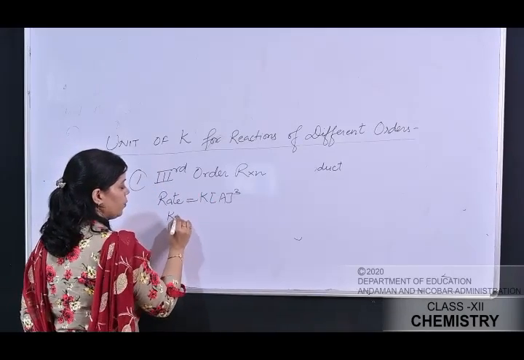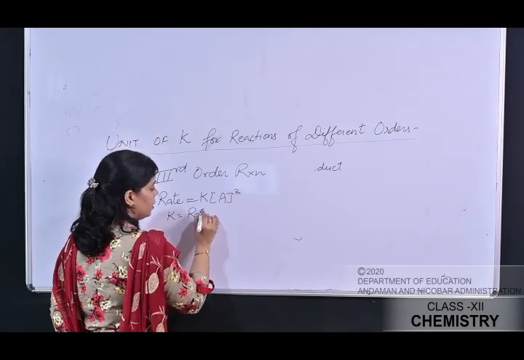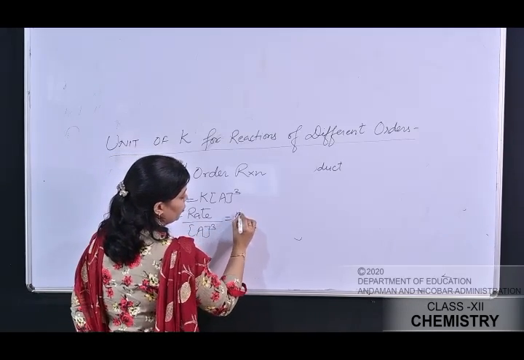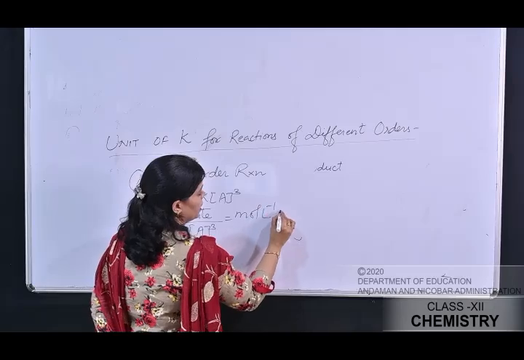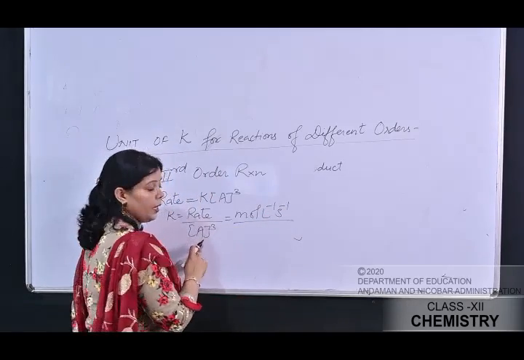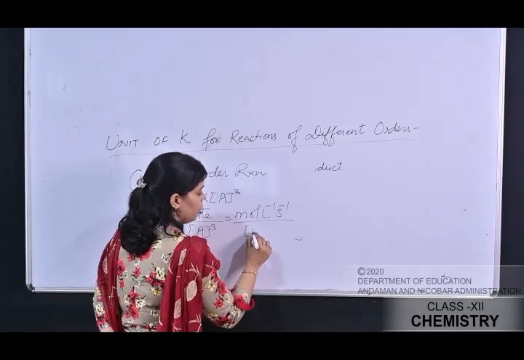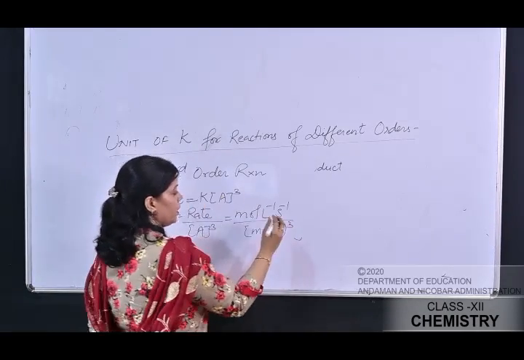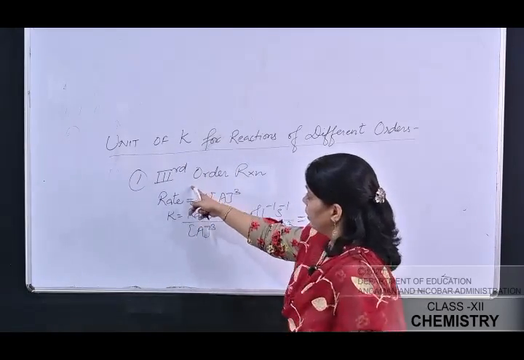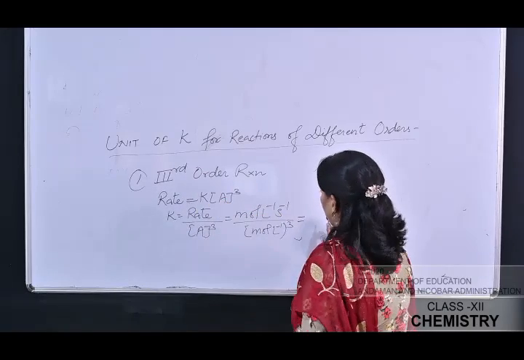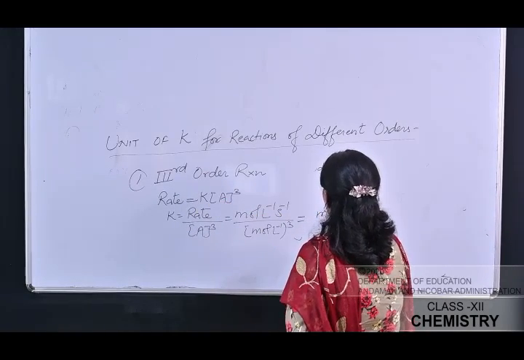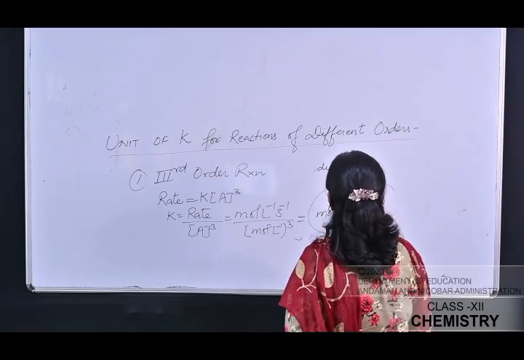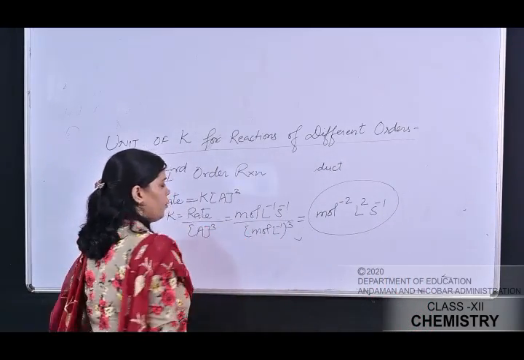So K is equal to rate divided by the concentration of A raised to the power 3. The unit of rate is mole per liter per second, divided by the unit of concentration, which is mole per liter cubed. After solving this, we get the unit of the rate constant for a third order reaction, that is mole inverse liter square and second inverse. This is the unit of rate constant for a third order reaction.